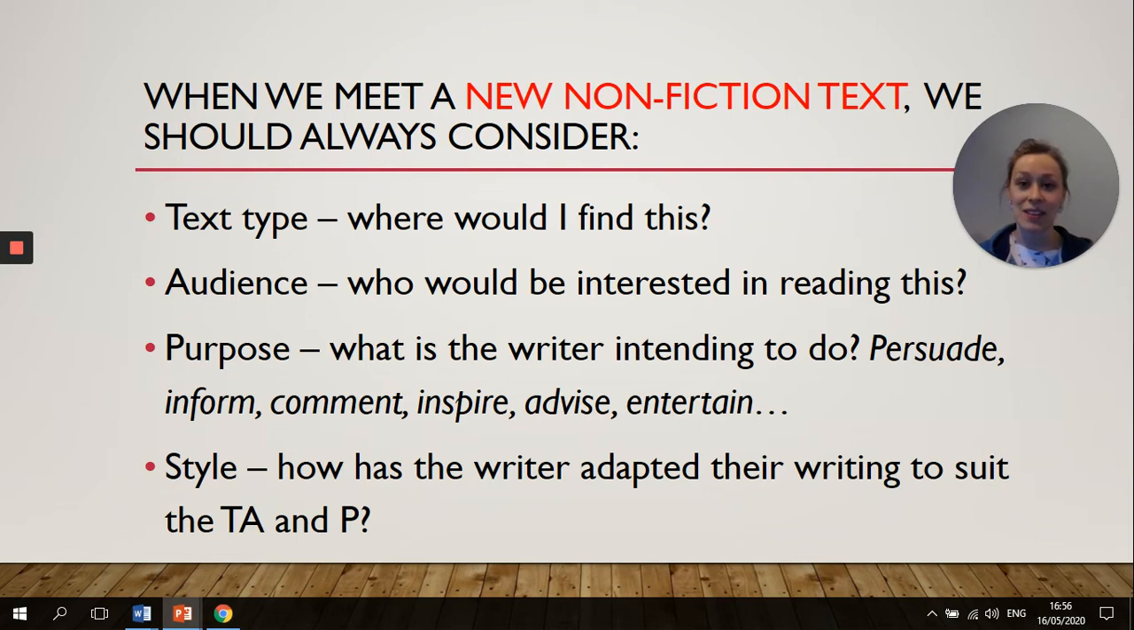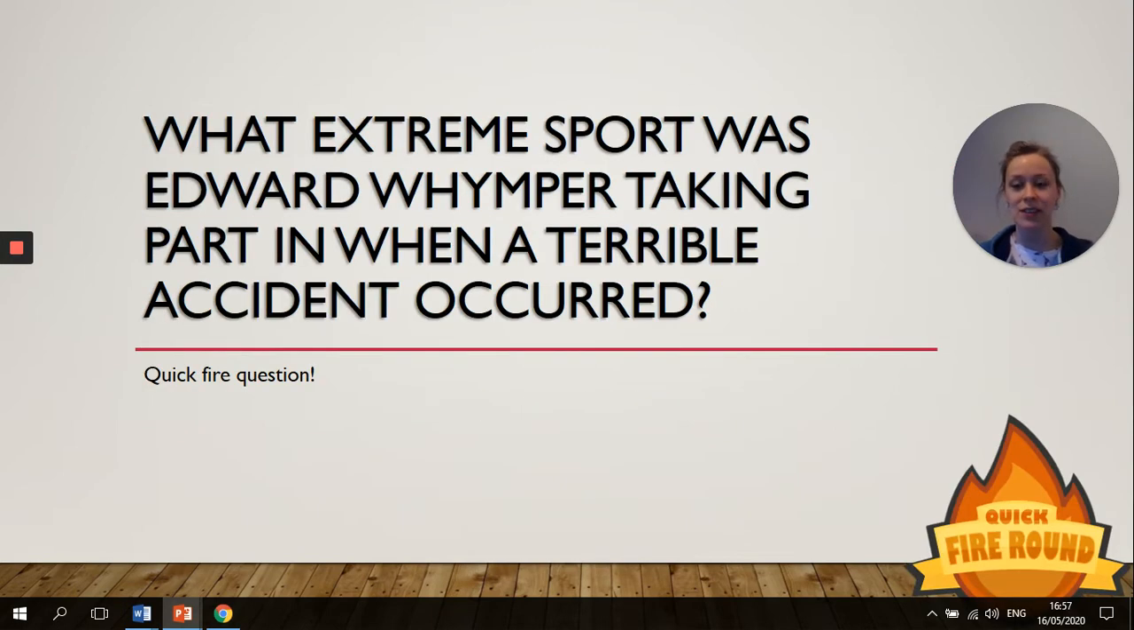And style is the S. So style meaning perhaps they've used really high level vocabulary, or perhaps they've used really informal vocabulary. Could be their length of sentence, could be the listing, could be the imagery, could be any rhetorical device that they've used to adapt their writing. Well done if you got all 4 of those correct. Okay, on to our next quickfire round.